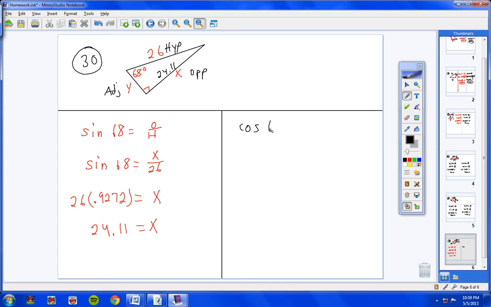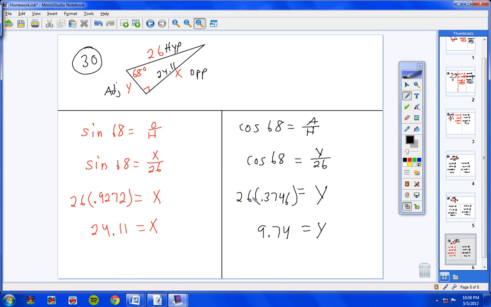Now we're going to do the cosine of 68 equals adjacent over hypotenuse. So next we're going to say the cosine of 68 equals adjacent, which is y, over hypotenuse, which is 26. Multiply the right side by 26, you're left with y. Multiply the left side by 26, and we have 26 times cosine of 68, which is 0.3746. Multiply these two numbers together, and you're left with 9.74. So the length of this side right here would be 9.74.